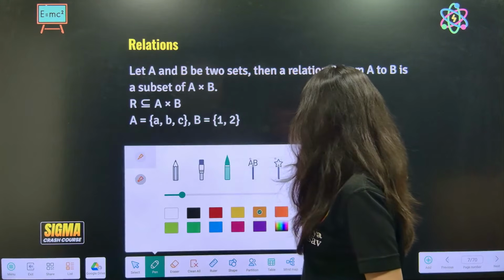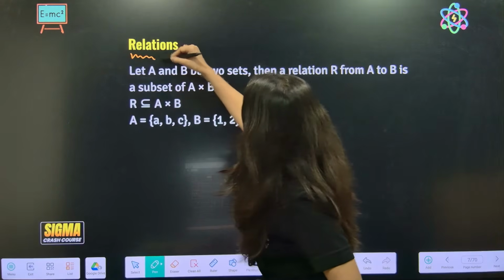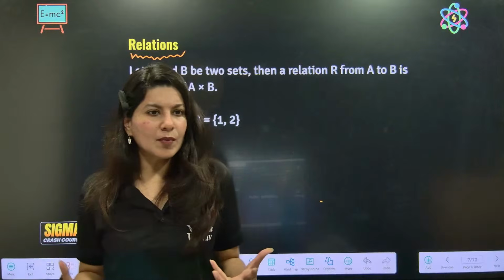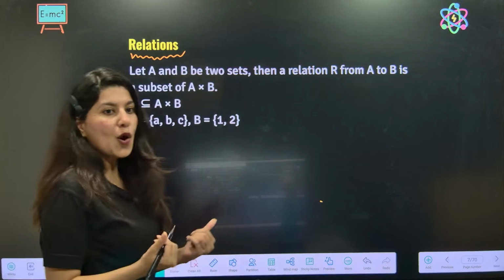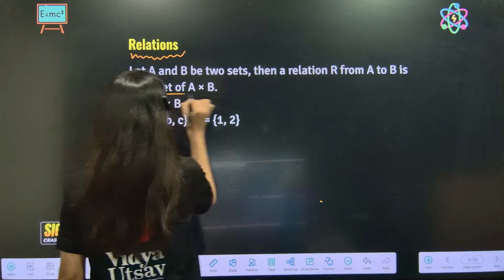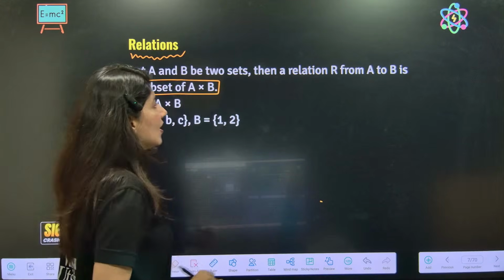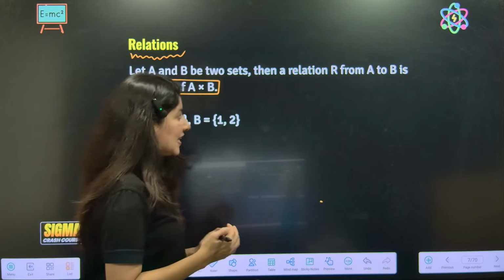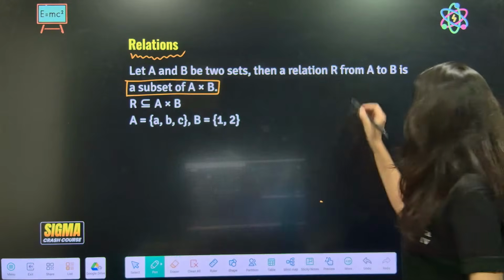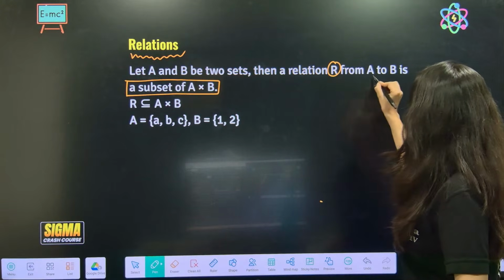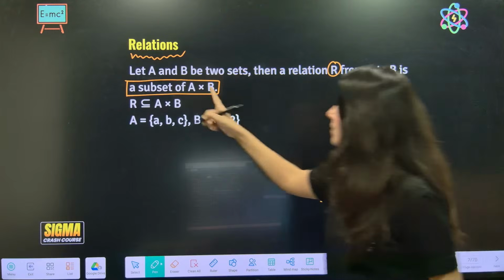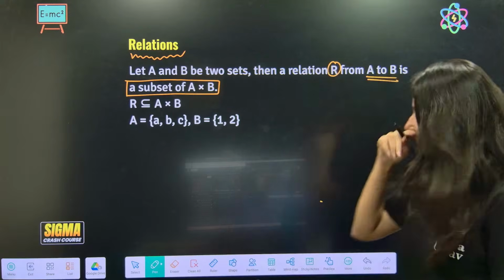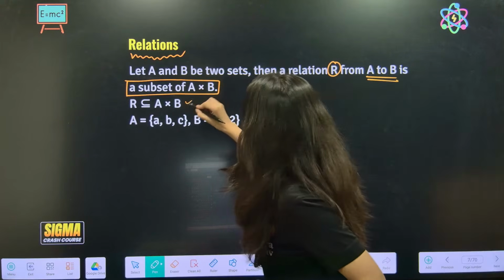Relations. If I say relations, a relation is nothing but a subset of A cross B. Relation is defined as a subset of A cross B. So if you are saying that there is a relation R from A to B, that means it is a subset of A cross B. So R is a subset of A cross B.